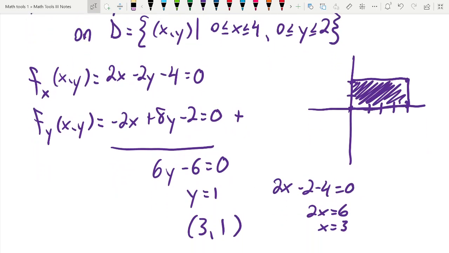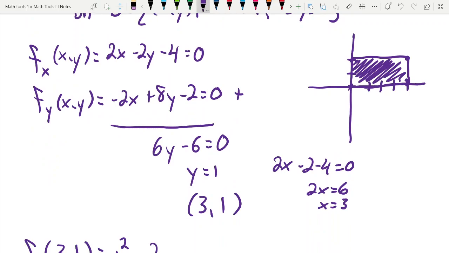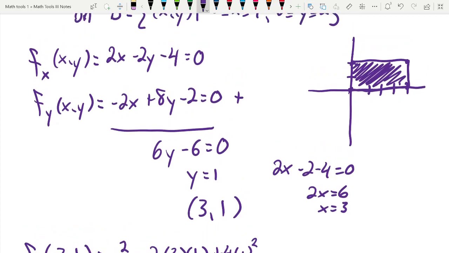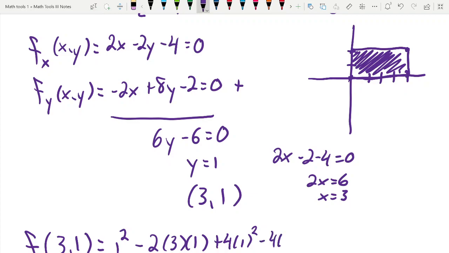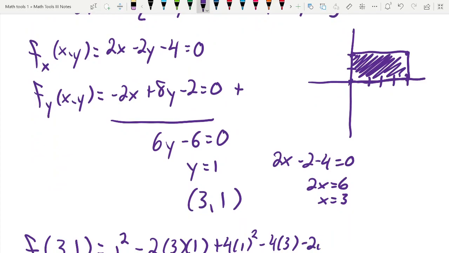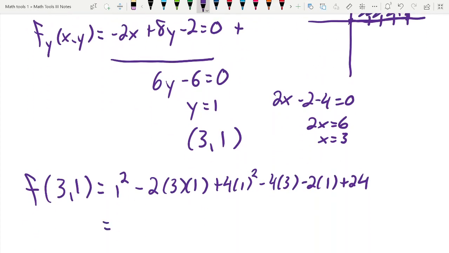So we have 1 squared. And I'm writing it. I know it's cut off, but I'm just trying to see the function here. 2 times 3 times 1 plus 4 times 1 squared minus 4 times 3 minus 2 times 1 plus 24. Okay. So 1 minus 6 plus 4 minus 12 minus 2 plus 24.